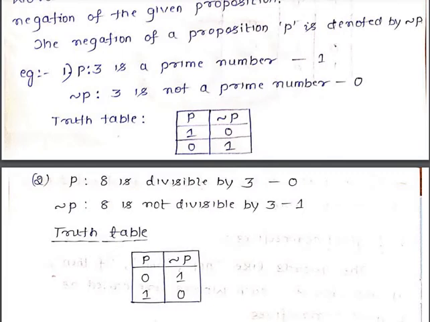8 is divisible by 3. No, it is not divisible by 3. So it is a false proposition. A false proposition we denote by 0. So p's truth value is 0. Negation p: 8 is not divisible by 3. Yes, it is not divisible by 3. Therefore, the truth value of negation p is 1. Now let us see the truth table for this. P, negation p. If p is 0, negation of p will be 1. If p is 1, negation of p will be 0. That is all about the negation.